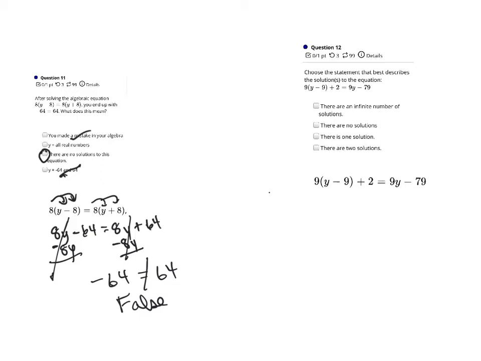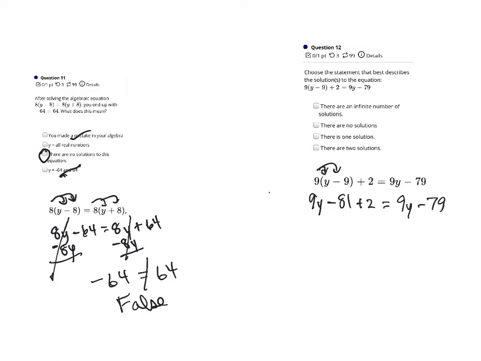So here we're going to actually solve this. There's no fractions, no decimals. We're going to multiply the 9 throughout. So 9 times y is 9y. 9 times negative 9 is negative 81. Bring down the plus 2 equals 9y minus 79.